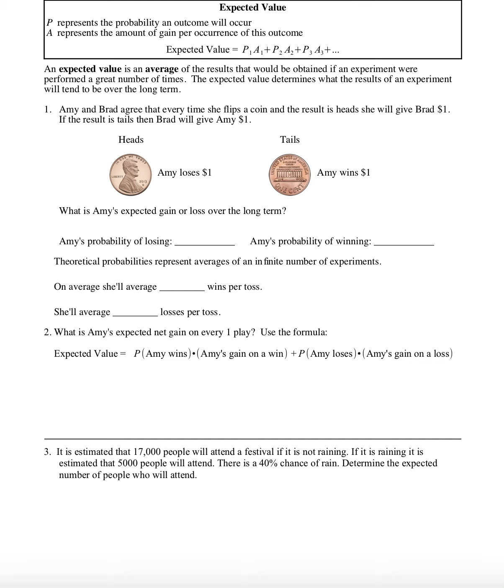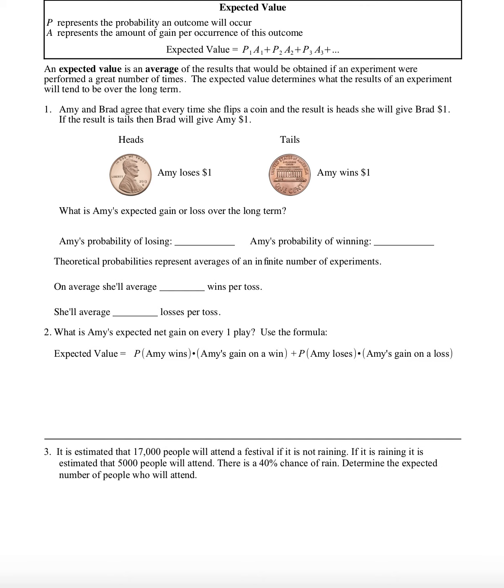So here's a simple example. Amy's going to flip a coin. If it lands on heads, she'll give Brad $1. If it lands on tails, though, Brad has to give her $1. Does it seem like a fair game? Turns out it is a fair game, and we want to prove that it's fair using the expected value formula.